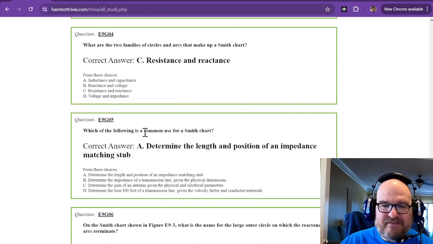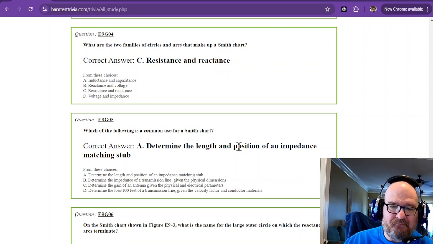Which of the following is a common use for a Smith chart? That's to determine the length and position of an impedance matching stub. So from these choices, you can determine the length and position of an impedance matching stub.